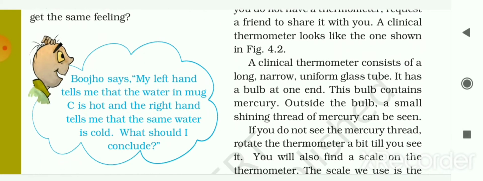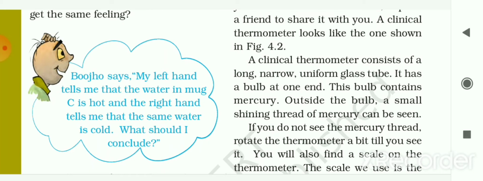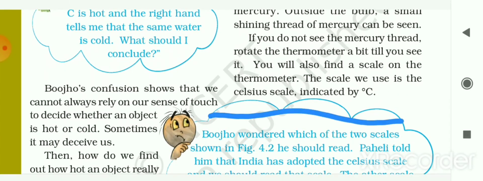A clinical thermometer consists of a long, narrow, uniform glass tube. It has a bulb at one end, and this bulb contains mercury. And outside the bulb, a small shining thread of mercury can be seen. If you do not see the mercury thread, then rotate the thermometer a bit till you see it. You will also find a scale on the thermometer, and the scale we use is the Celsius scale, indicated by degree Celsius, that is, the degree symbol and then a capital C. So it's called degree Celsius.